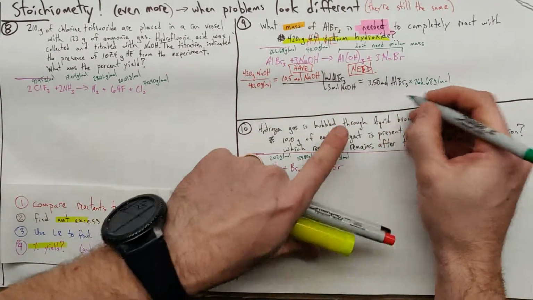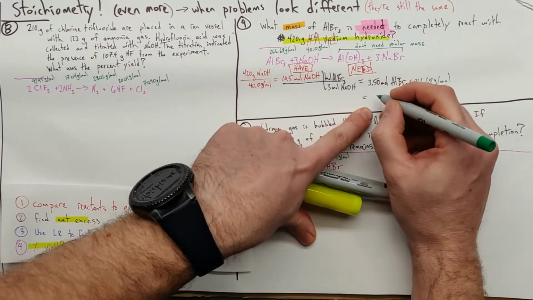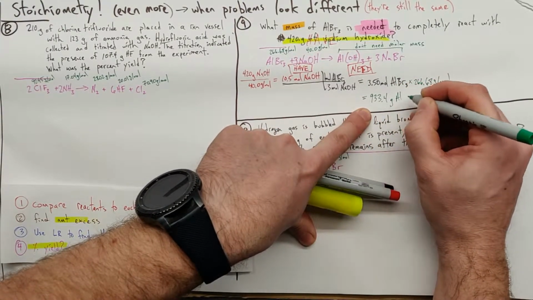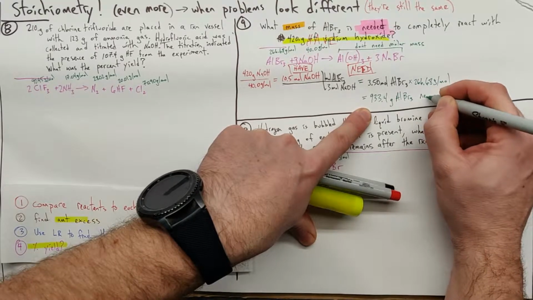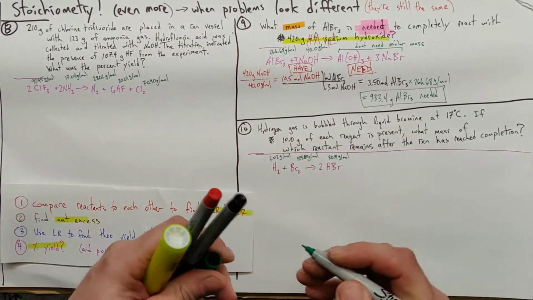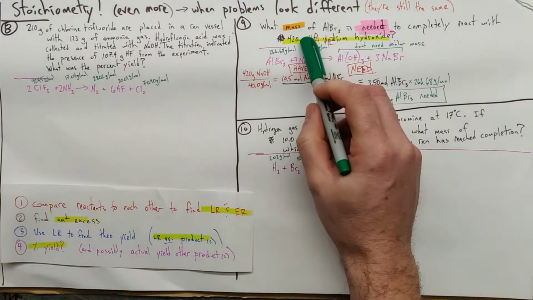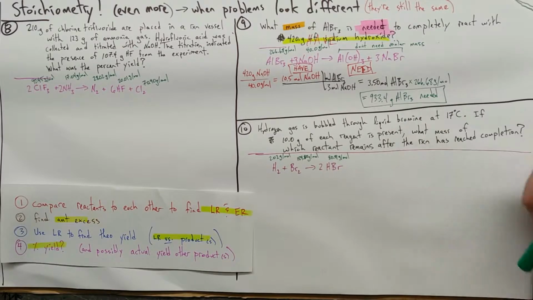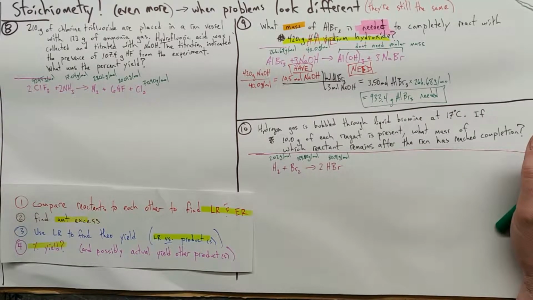And in this particular case, you end up with 933.4 grams of the aluminum bromide needed. And that's a pretty real-world type of scenario: I've got this much of one thing, how much of the other thing am I going to need to use it up? And that's it. That is our answer.